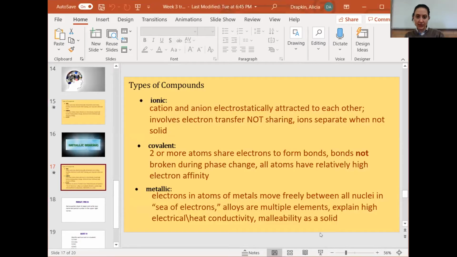So let's hop back in here. Sorry, I just found it. I just realized what we needed to do here. I do have another slide, part of the slide for you. So metallic bonding is, come on.